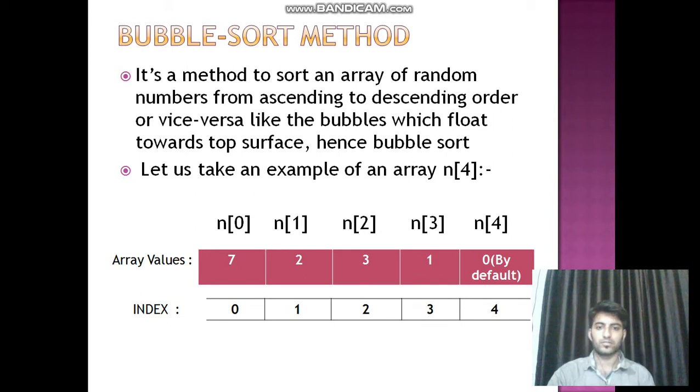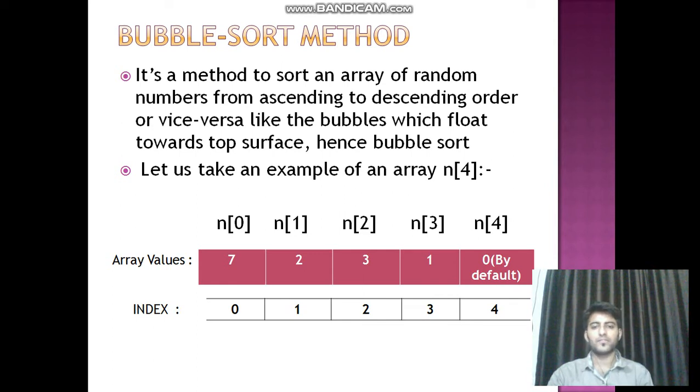Inside the RAM, the system initializes 5 boxes instead of 4 boxes. So in the first 4 boxes, the values are being placed, and the last box is by default given a value 0, which is a built-in feature of the array. So this is how an array is being assigned, initialized, and given the values. So let's quickly jump on to the bubble sort method.